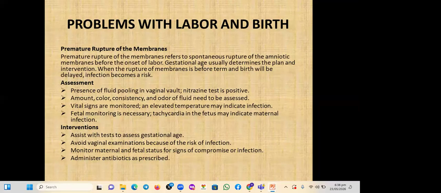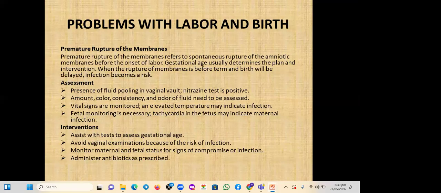Now, one main thing that you should take note of is infection when it comes to premature rupture of membranes. Infection is one of the main things that, if membrane ruptures, you want to prevent. Okay, so let's put it at the back of our mind that infection is one of the main things that, when membranes rupture, you want to prevent.